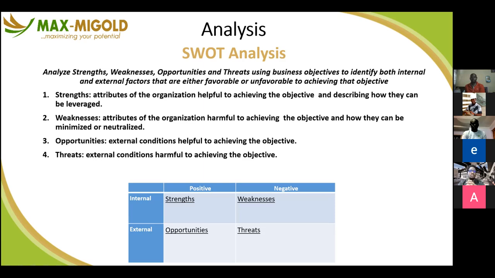Weaknesses are attributes of the organization harmful to achieving the objective. How can they be minimized or neutralized? Opportunities are external conditions helpful to achieving the objective. And threats are external conditions that are harmful to achieving the objective.